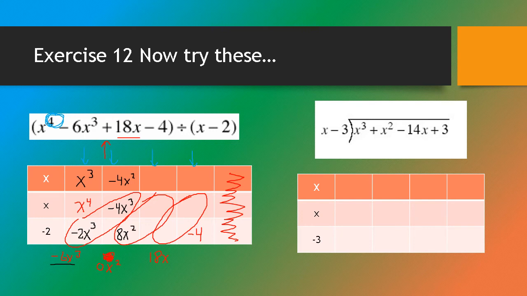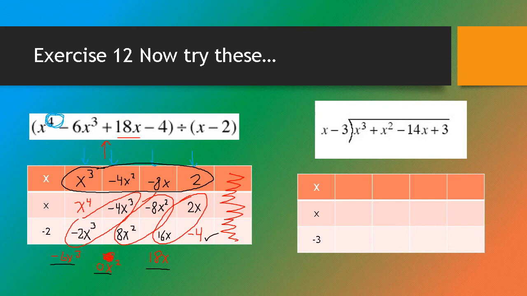Because this diagonal sum has to add up to 0x squared, this box must be negative 8x squared, and therefore negative 8x is up here, times negative 2 is 16x. And since I need 18x, 2 more go here. Then this is 2, and 2 times negative 2 is negative 4. Check. Therefore, this right here is the answer to my division.